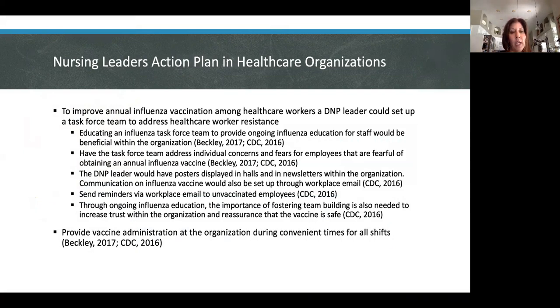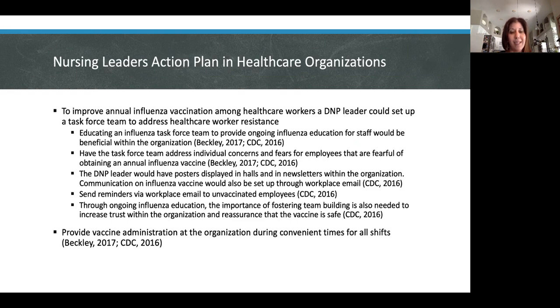So educating, so having the DNP leader organize a task force. These are individuals throughout the organization on all levels, from physicians on down to nursing assistants, including housekeeping, and everybody develop this task force so that they're educated correctly on the importance of the vaccine, giving statistics, and addressing those barriers.